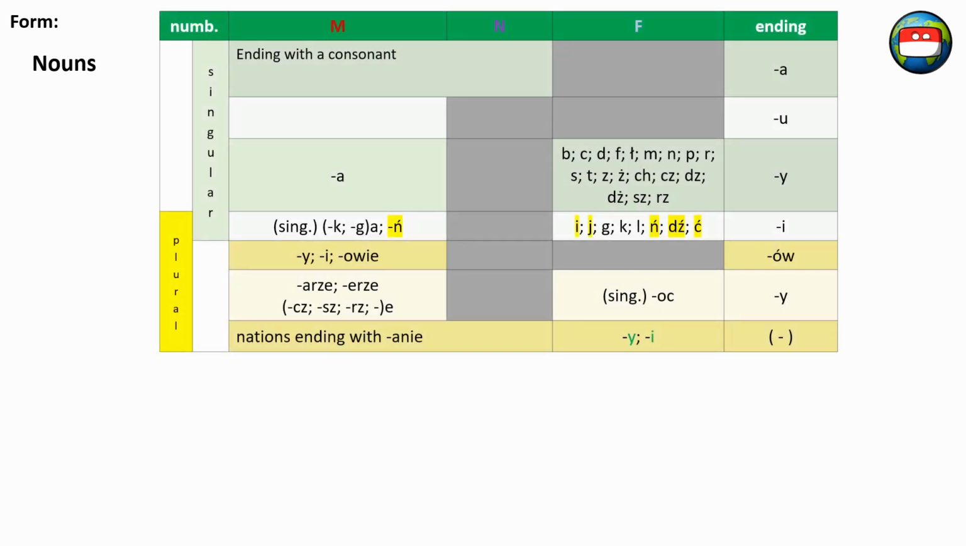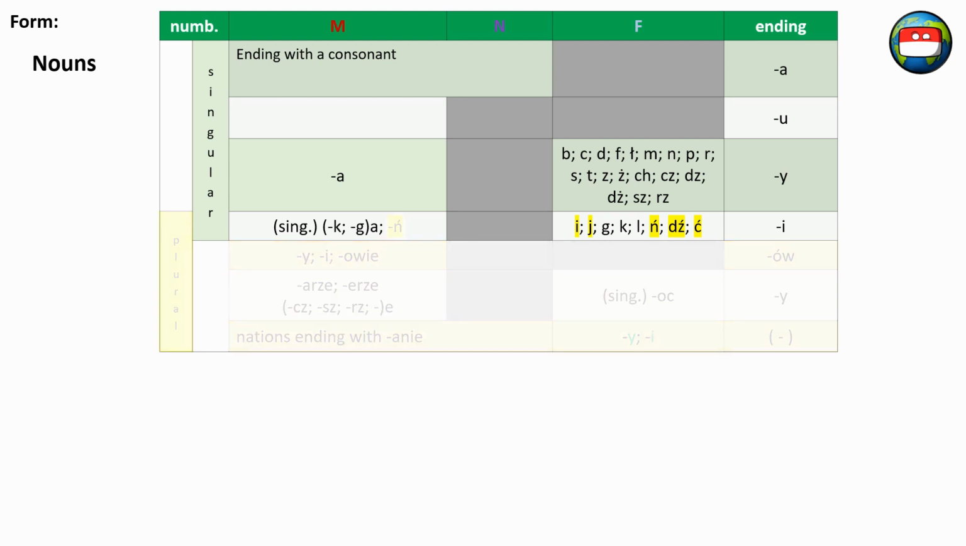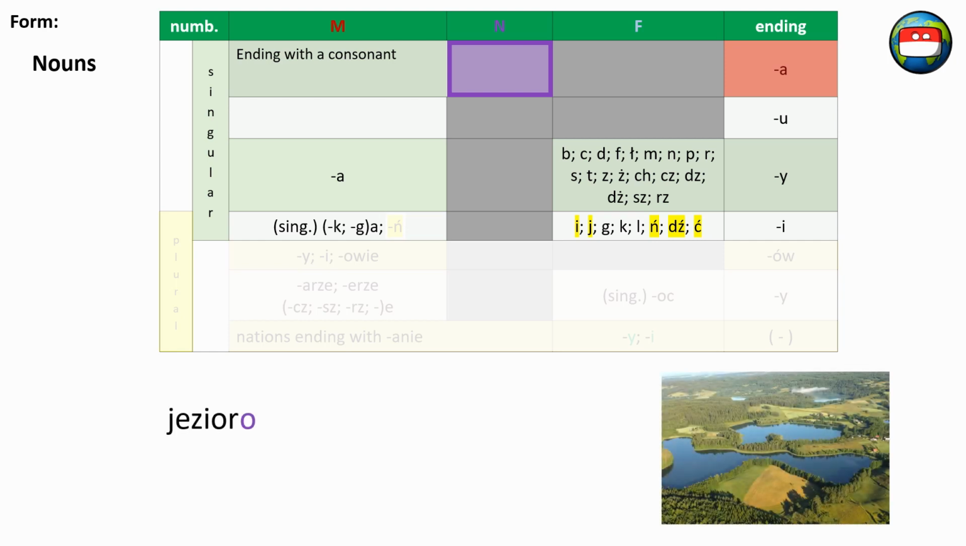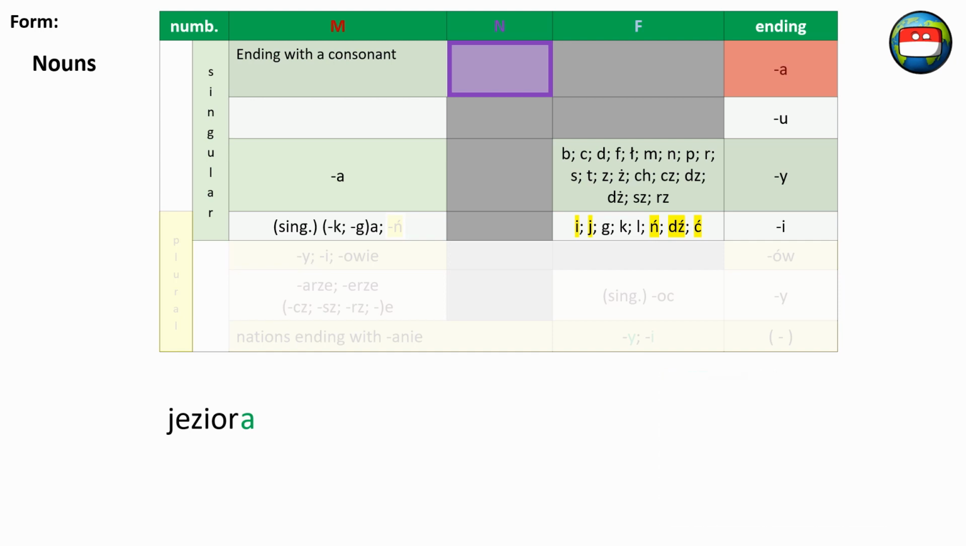This table shows all regular endings that the genitive case has for the nouns. We will first concentrate on the singular number. First we have the a ending. It occurs with the nouns of neuter gender. For example, a lake, jezioro, becomes jeziora. A chair, krzesło, becomes krzesła.